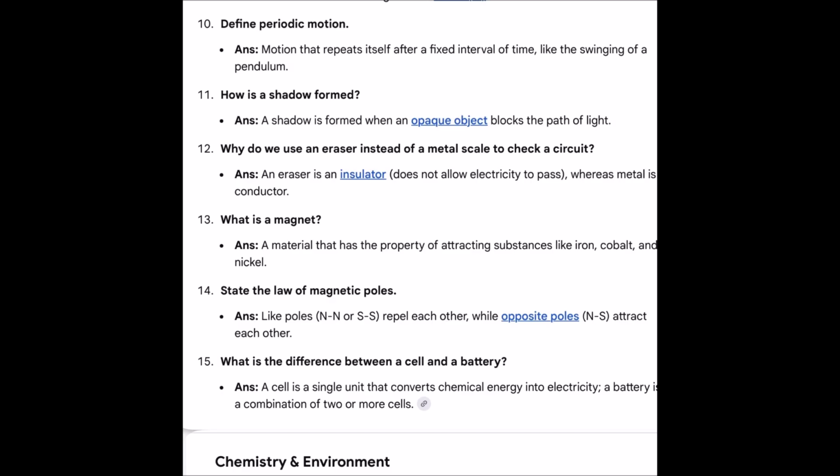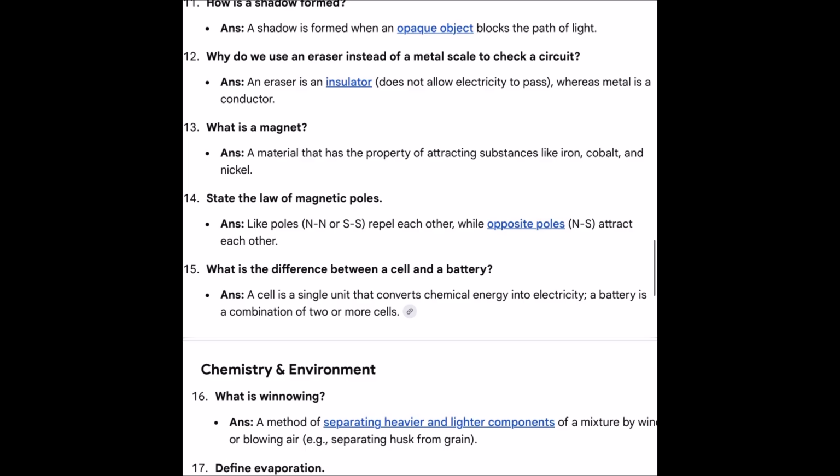Question 15 is, what is the difference between a cell and a battery? So the answer is, a cell is a single unit that converts chemical energy into electricity, while a battery is a combination of two or more cells. So when you join more than one cell together, then it will be a battery. It will have more power or voltage, and a single unit is called a cell. So a lot of cells together make a battery.